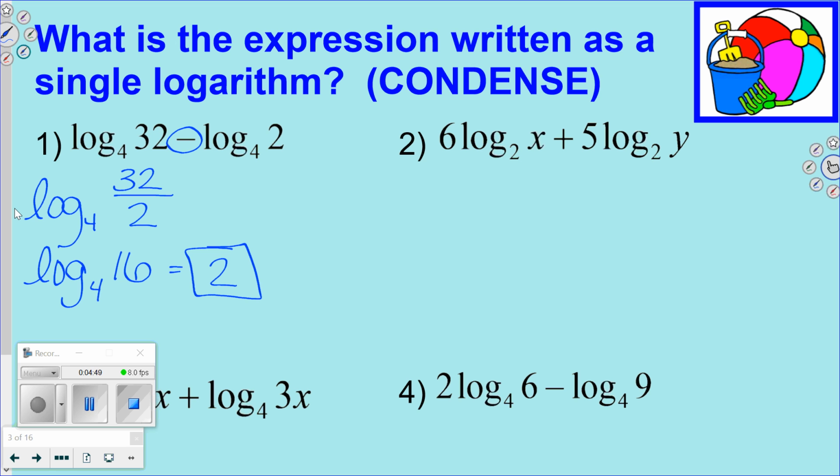All right, number 2. So again, I'm going to make sure, since I'm condensing to a single log, it's going to be log base 2. Now let's think through our properties. So if I have a number out in front, where did that come from? What property had me put something out in front?